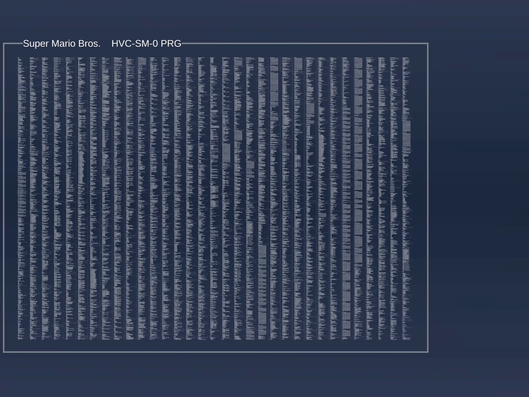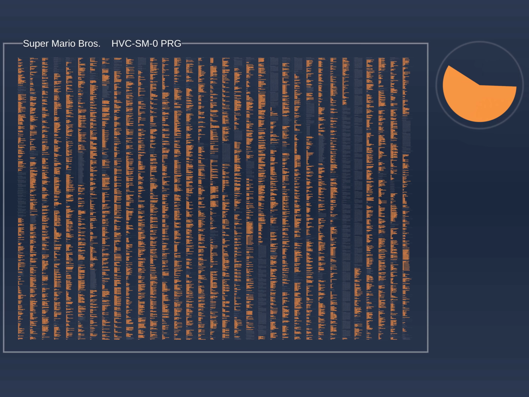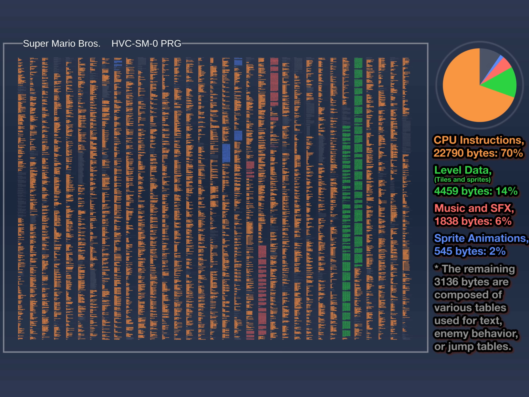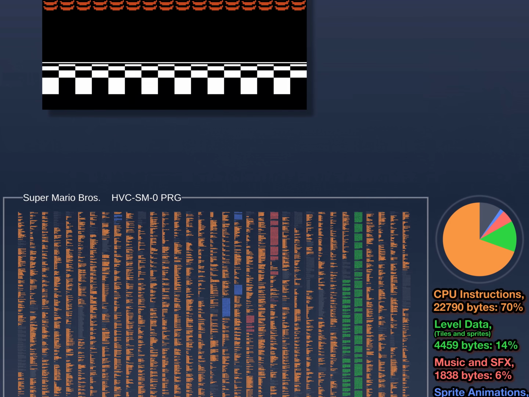The program ROM for Super Mario Bros. contains 32,768 bytes. 22,790 of these bytes are for CPU instructions, while the remaining bytes are raw data such as the levels, music, or animations. We could dilly-dally and put more statistics on screen, but we've got more important business to attend to.